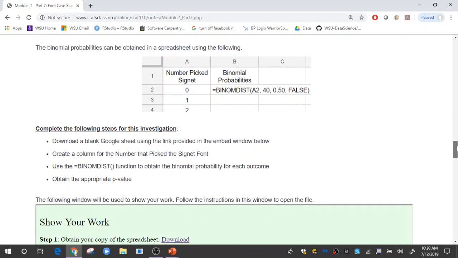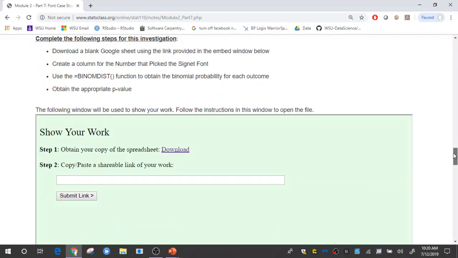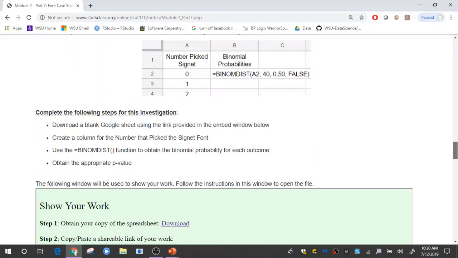So I'll let you go ahead and create a Google Sheet that, using this formula here, can be used to obtain the p-value.